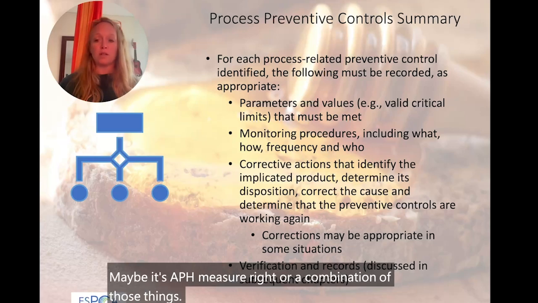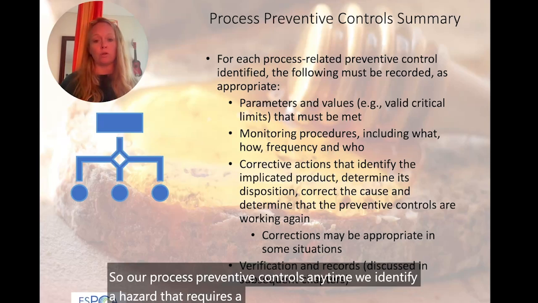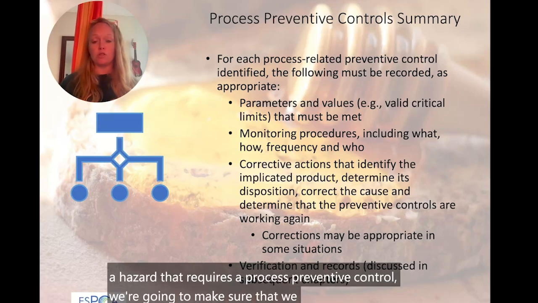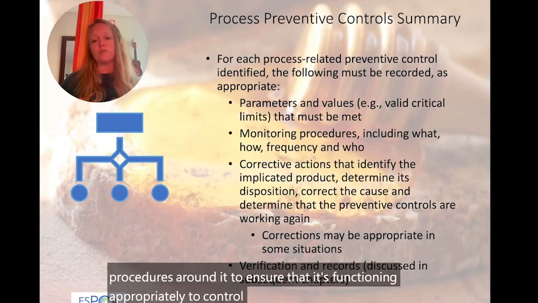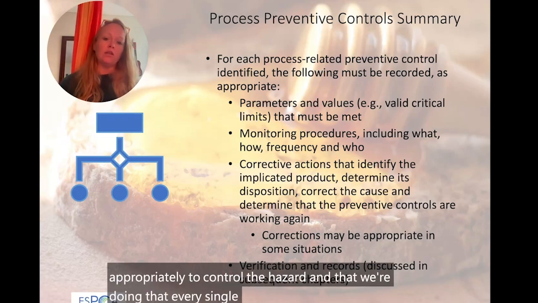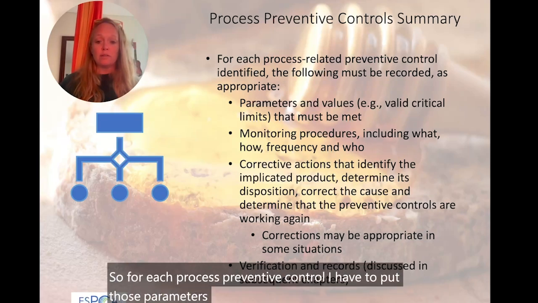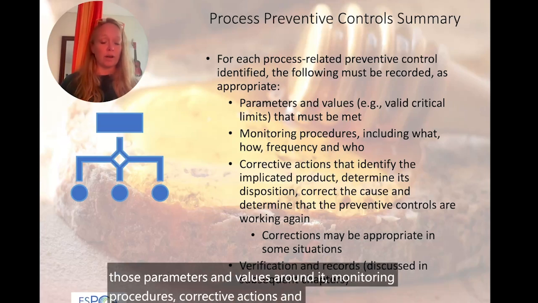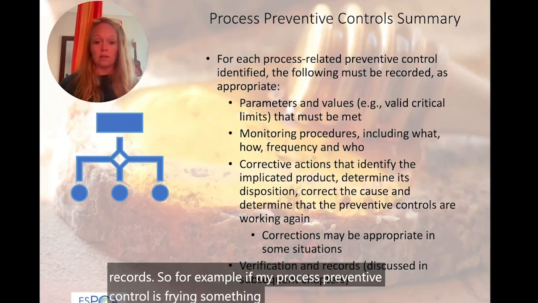So our process preventive controls, anytime we identify a hazard that requires a process preventive control, we're going to make sure that we have those procedures around it to ensure that it's functioning appropriately to control the hazard, and that we're doing that every single day. So for each process preventive control, I have to put those parameters and values around it, monitoring procedures, corrective actions, and verification and records.